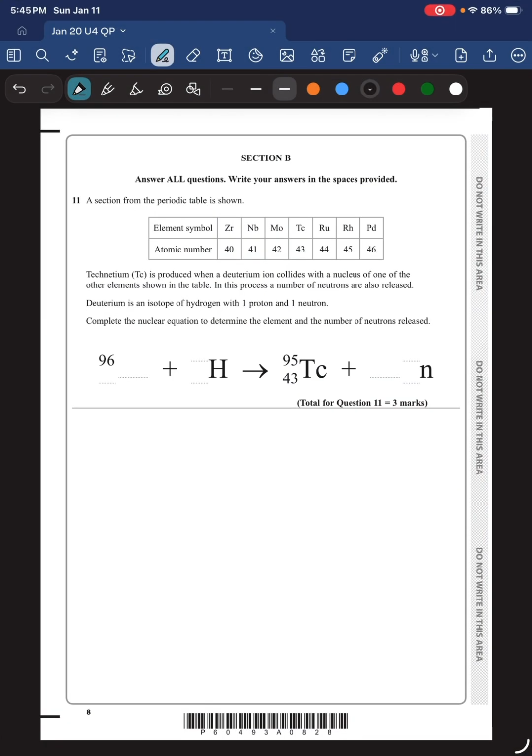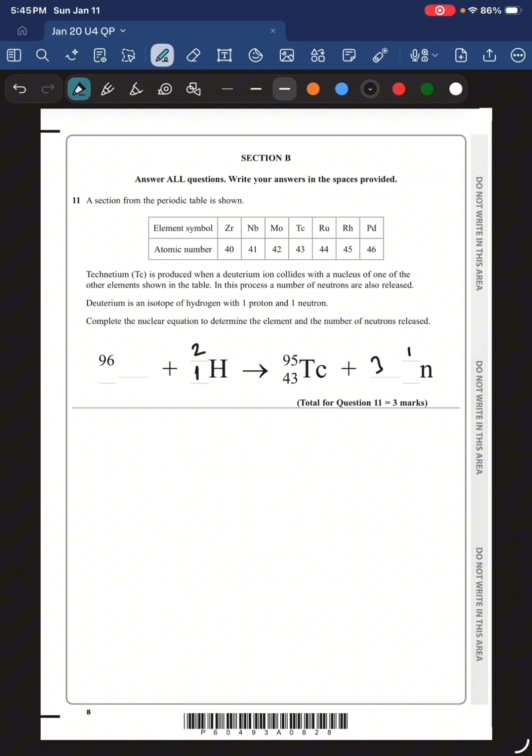So the question says, deuterium is an isotope of hydrogen with 1 proton and 1 neutron. Complete the nuclear equation to determine the element and the number of neutrons released. Okay, so deuterium has 1 proton and 1 neutron. Therefore, its mass number is 2 and its atomic number is 1. Okay, so to the left-hand side, we have 98 protons and neutrons. Therefore, we need 3 neutrons to balance the equation on the right-hand side.